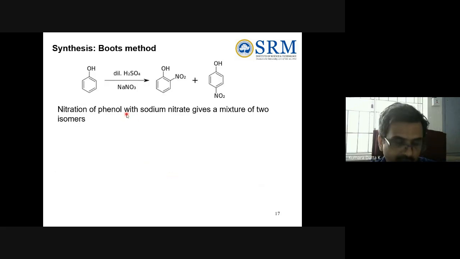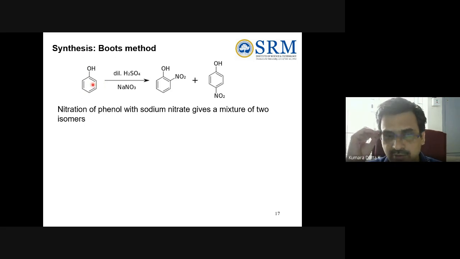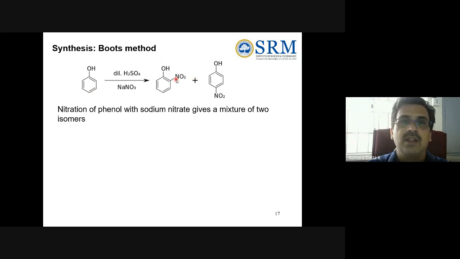Now, how do we synthesize paracetamol? By means of Booth's method. I will tell you what exactly Booth's method is. In Booth's method, you are all aware of phenol, which is a toxic pollutant. Phenol, you can nitrate the mixture using sulfuric acid and sodium nitrate. We have already discussed nitration reactions.